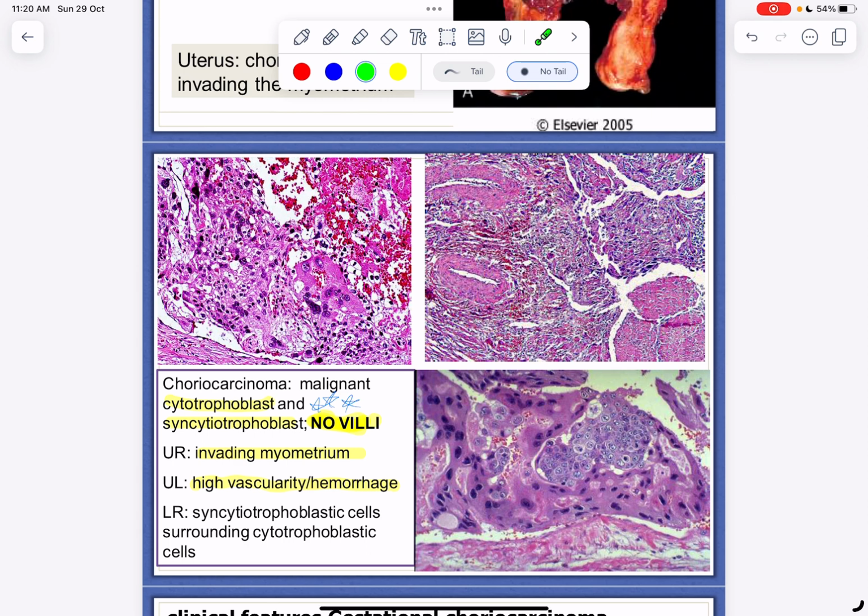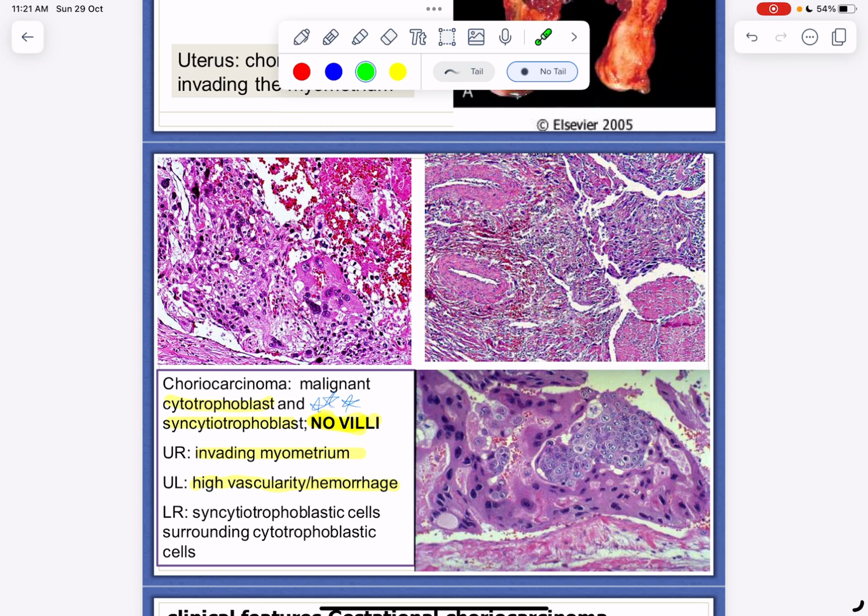In the upper left, this one, this is the malignant cytotrophoblast and syncytial trophoblast. This is the malignant syncytial trophoblast, and this is the malignant cytotrophoblast, a mononuclear cell, with multinucleated syncytial cells. Both of them are malignant with hyperchromatic nuclei, all features of malignancy: N/C ratio, polymorphism, mitosis, all of this. Syncytial trophoblastic cells surrounding the cytotrophoblast.